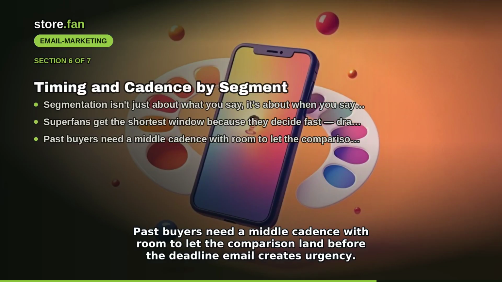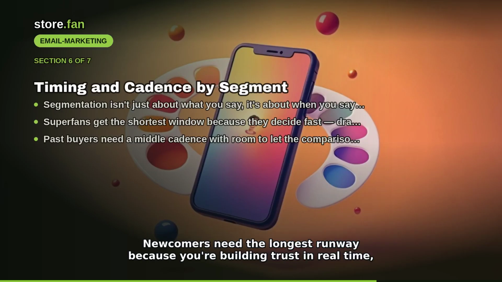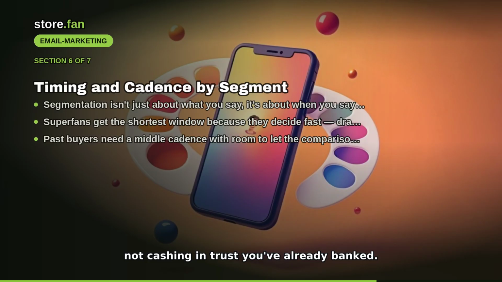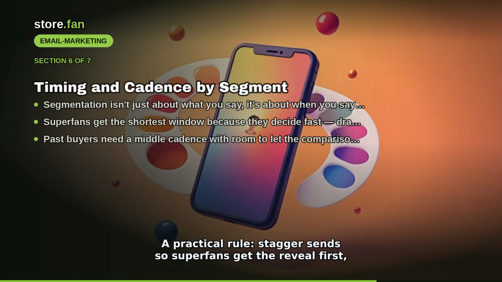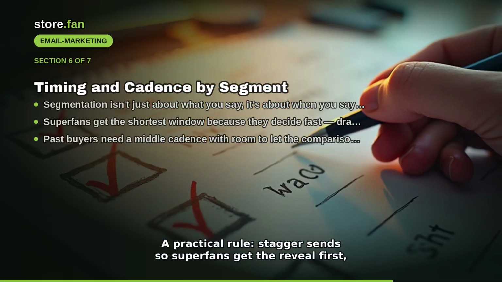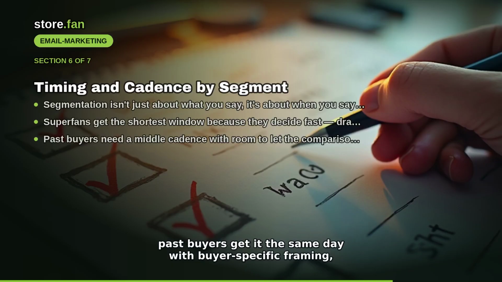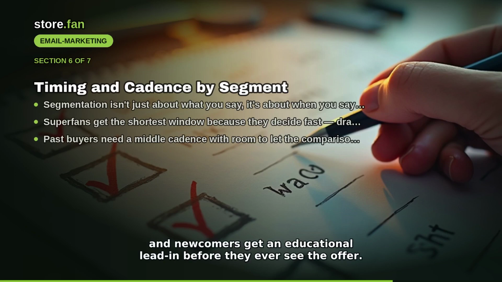Past buyers need a middle cadence with room to let the comparison land before the deadline email creates urgency. Newcomers need the longest runway because you're building trust in real time, not cashing in trust you've already banked. A practical rule: stagger sends so superfans get the reveal first, past buyers get it the same day with buyer-specific framing, and newcomers get an educational lead-in before they ever see the offer.